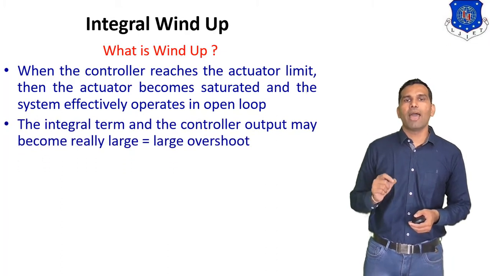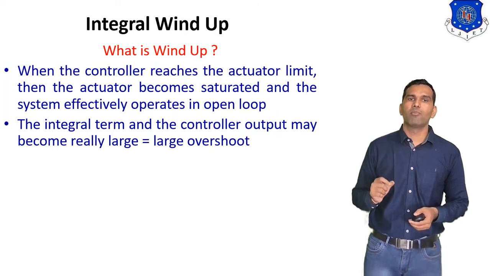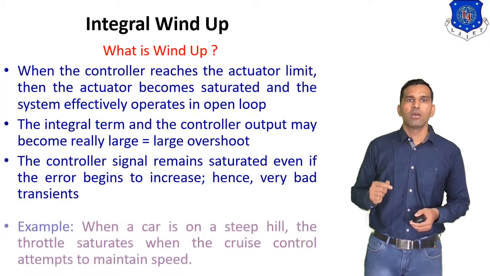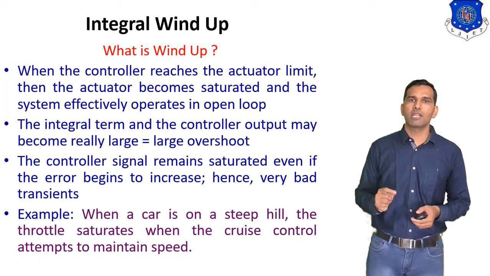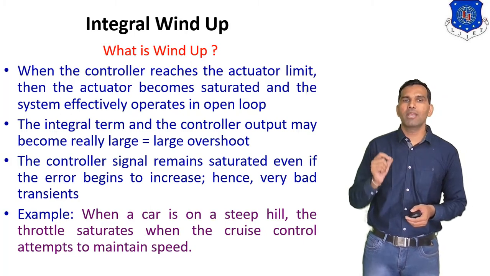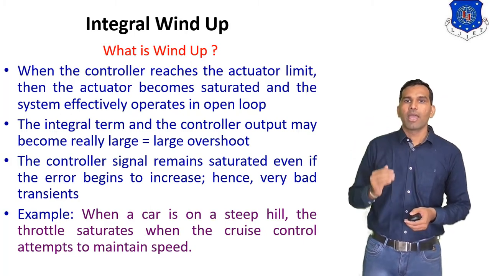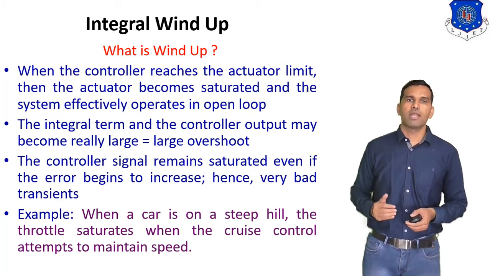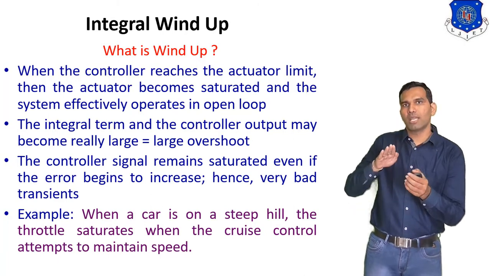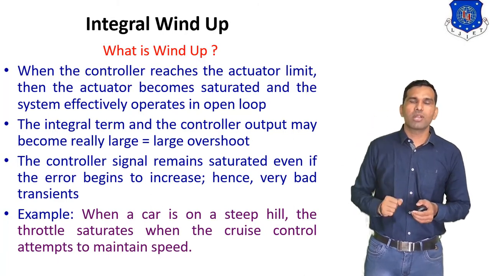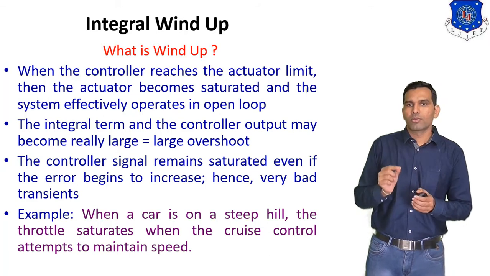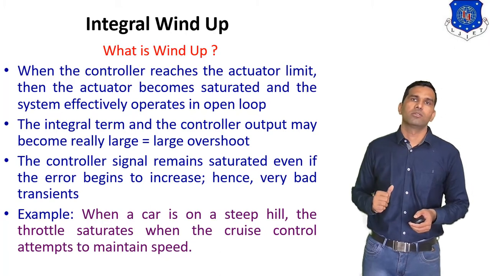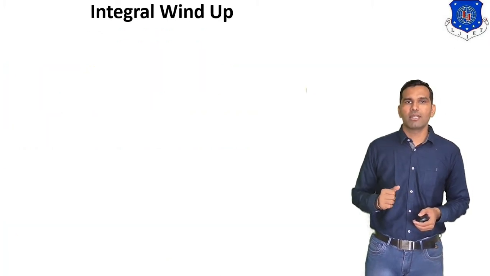The integral term and the controller output may become really large, that means large overshoot. The control signal remains saturated even if the error begins to increase, hence a very bad transition. For example, when a car is on a steep hill, the throttle saturates when the cruise control attempts to maintain a speed. Now we understand what integral windup is.